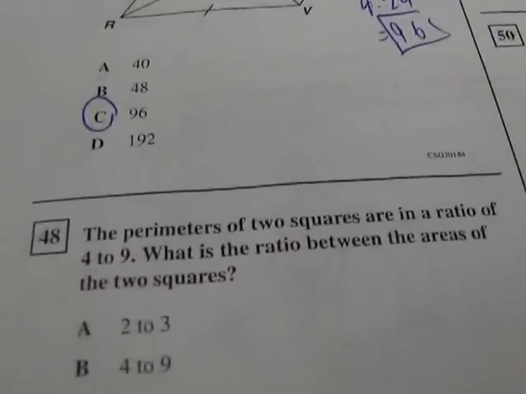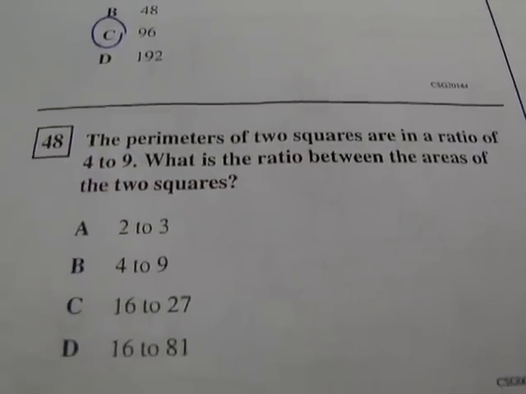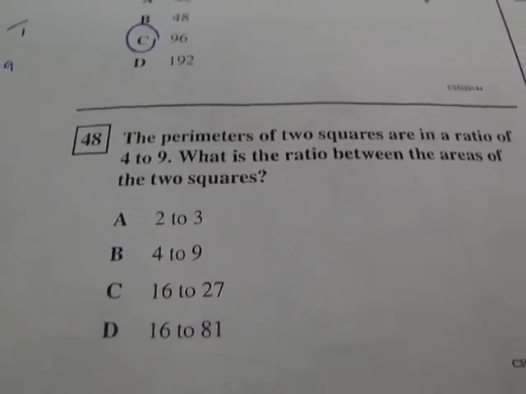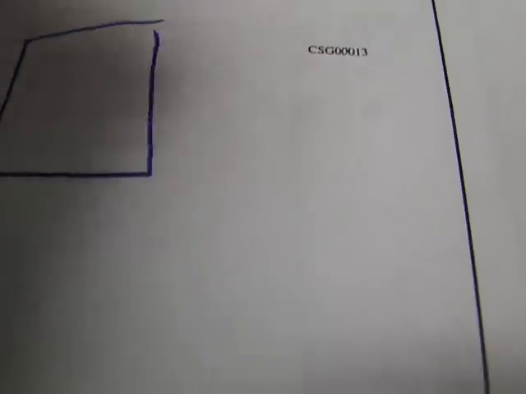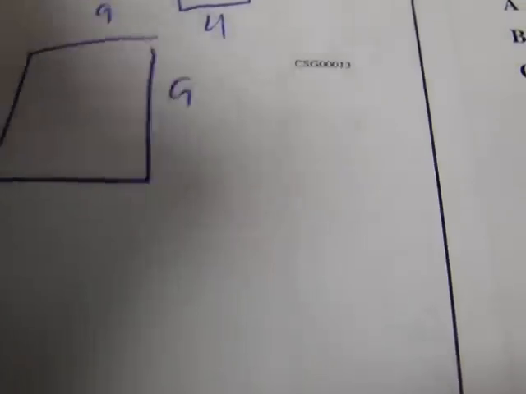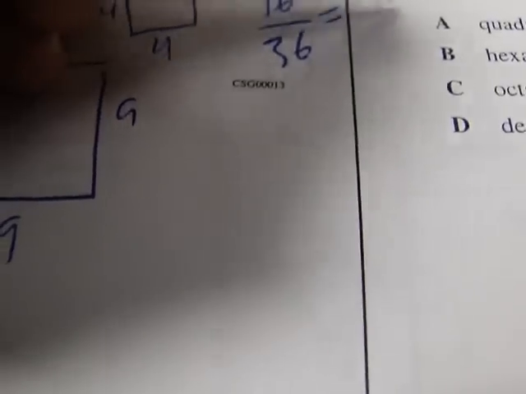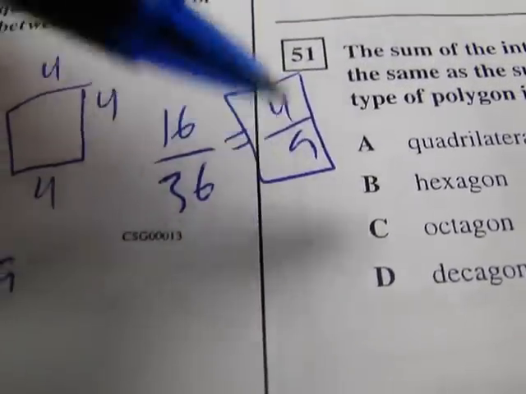So, here we go. Here's 48. 48 says, the perimeters of 2 squares are in a ratio of 4 to 9. What is the ratio between the areas of the 2 squares? So let's kind of think of this. The easiest way to make their perimeters have a ratio of 4 to 9 is make this one be all 4s and make this one be all 9s. After all, that would give us 16 over 36, which reduces to 4 over 9. So that's our perimeter over perimeter, reducing to 4 over 9.